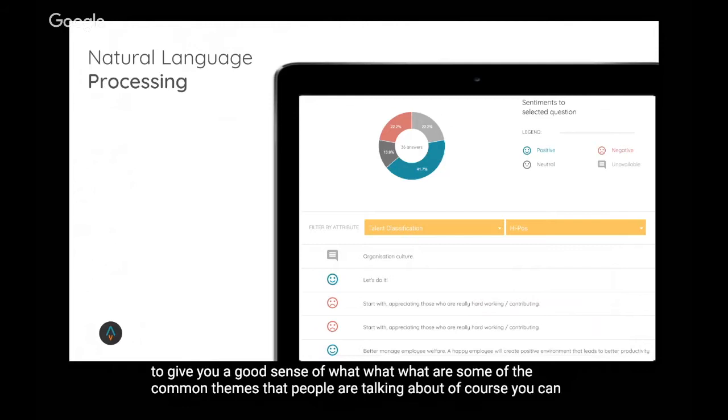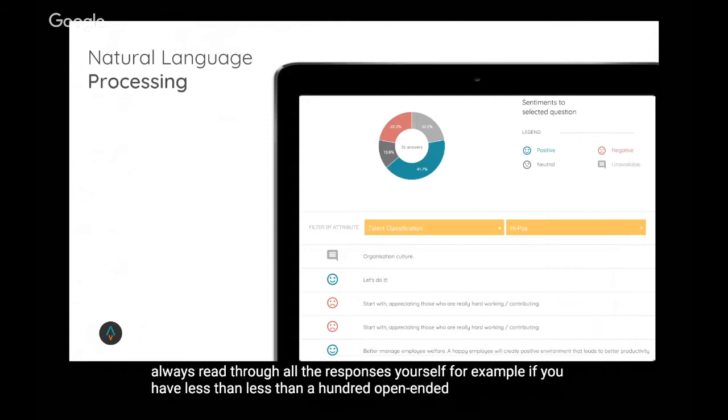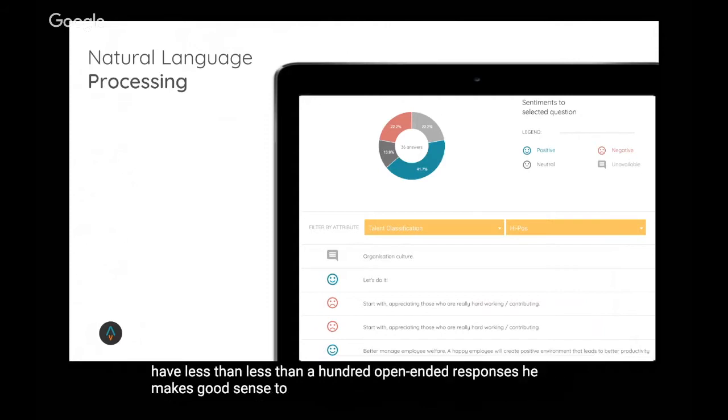Of course, you can always read through all the responses yourself. For example, if you have less than 100 open-ended responses, it makes good sense to use a human eye to read through all of them and to classify them accordingly.